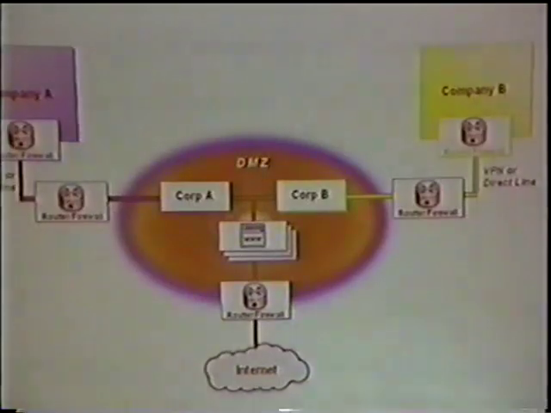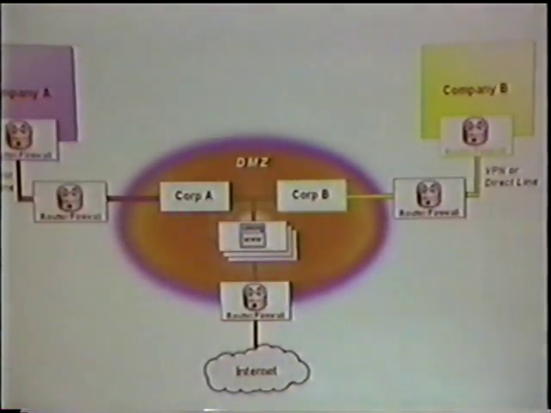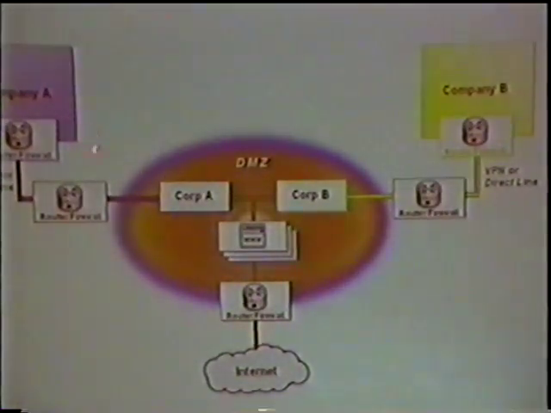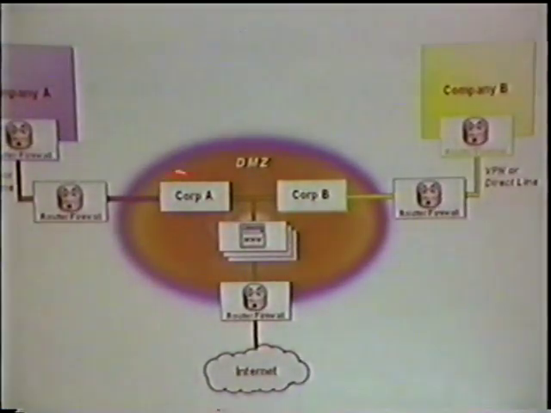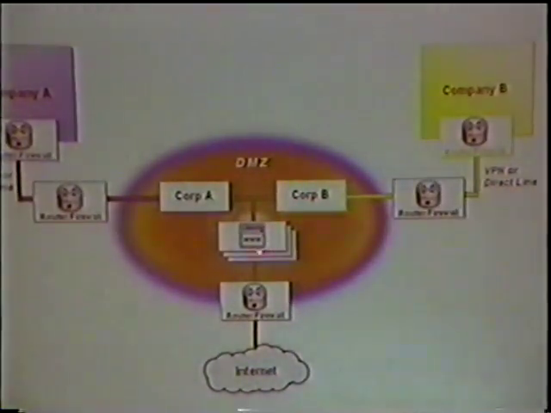Then we've got partner DMZs, where you have mutually semi-trusting and/or distrusting parties. Let's say company A and company B get together and decide they want to provide a joint service to the internet. Corporation A has maybe a database server here, corporation B has an XML feed, and you've got a web server sitting over here that presents them as a unified front. Well, it's all well and good once you've gotten to this point, but how do you administer the web servers in a mutually distrustful DMZ?